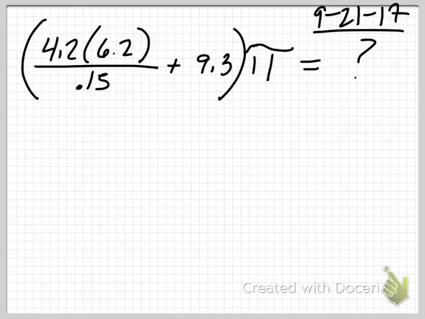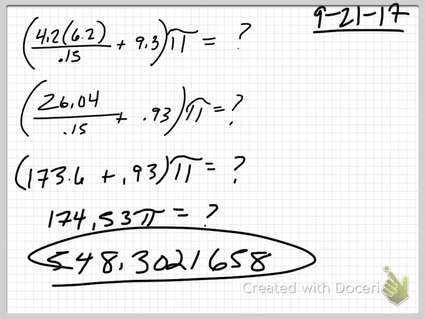2019. My step calculation. I pulled it all out of thin air. It's related to nothing whatsoever. But I want to demonstrate something. So go ahead and solve for this. I got 4.2 times 6.2 divided by 0.15 plus 9.3 times pi equals what? Get a number. So I got this number. I'll call it the old-fashioned way.